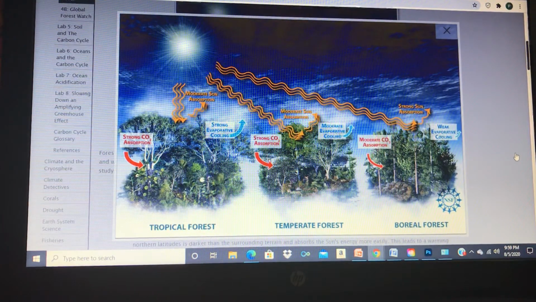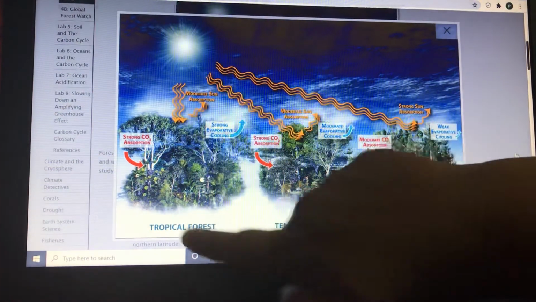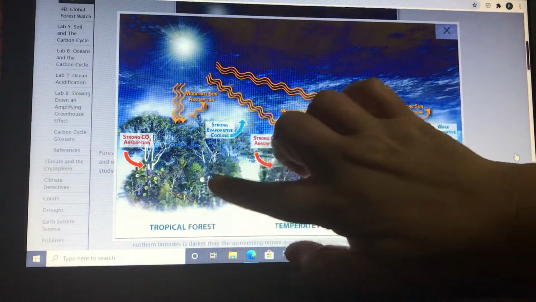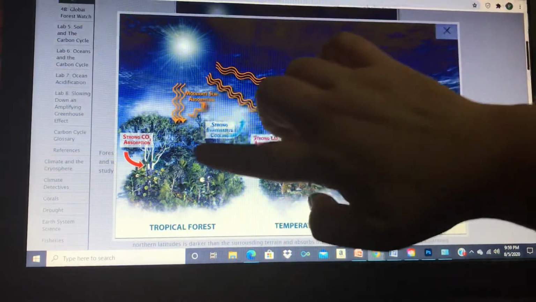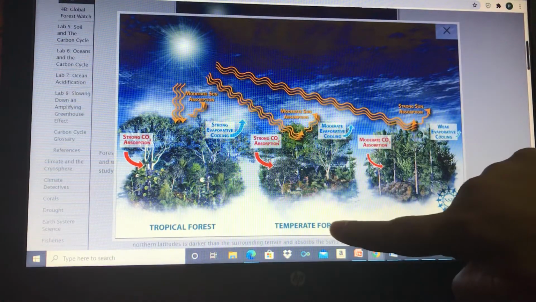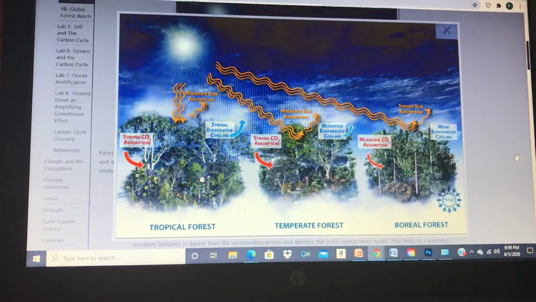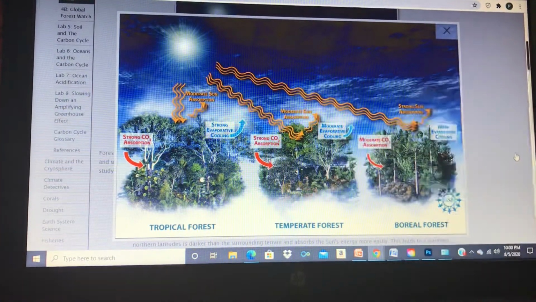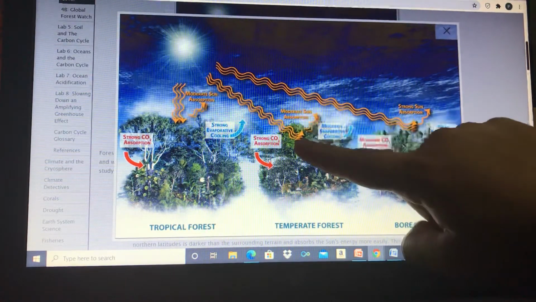So that comes to a thing for climate change. When you have deforestation and you get rid of trees in the forests, sometimes our air, because it has more carbon dioxide in it, gets warmer. And you can see here, in the tropical forest, we have a strong CO2 absorption, a strong evaporative cooling, so that helps cool the atmosphere, and moderate sun absorption. And the temperate forest has the same thing, strong CO2, moderate evaporative cooling, so this one isn't as strong as this one, but it still is important, and a moderate sun absorption.